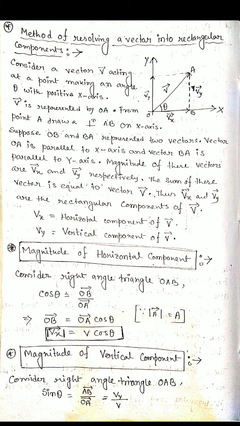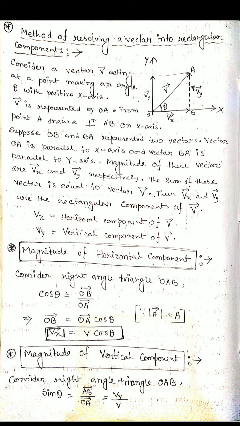Now from point A, we draw a perpendicular, AB, on the x-axis. Vector OB is parallel to the x-axis, and vector BA is parallel to the y-axis. So OB represents the Vx vector and AB represents the Vy vector. The sum of these vectors is equal to the vector V. So Vx is the horizontal component of V, and Vy is the vertical component of V. Now we find the magnitude of the horizontal and vertical components.